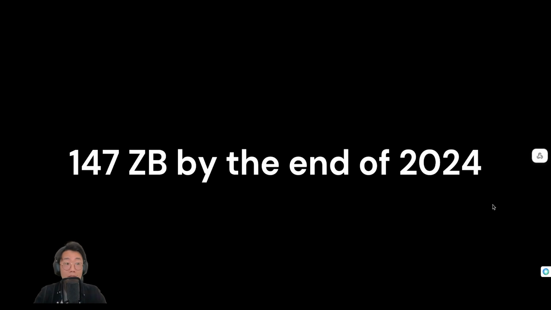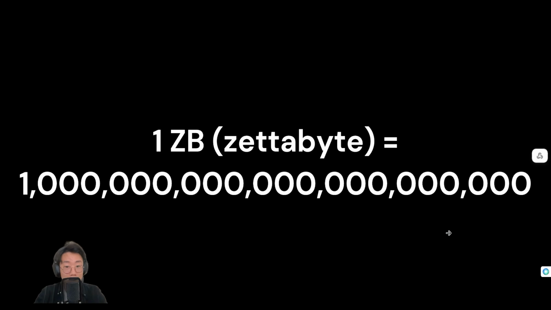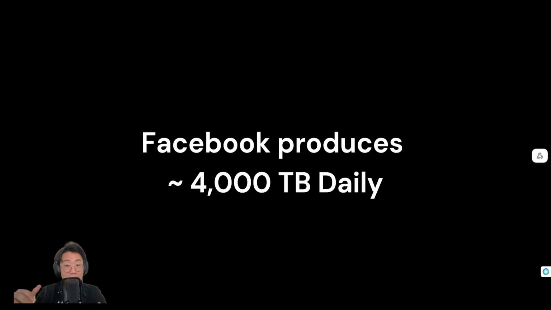There's an estimation that by the end of 2024, 147 zettabytes worth of data will be created. 1 zettabyte is equal to roughly 1 trillion gigabytes. That is a huge amount of data. Facebook by itself is estimated to produce more than 4,000 gigabytes of data every single day.